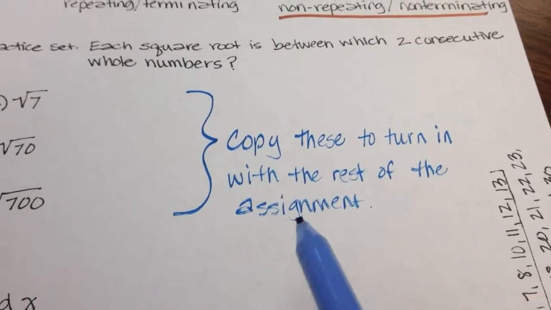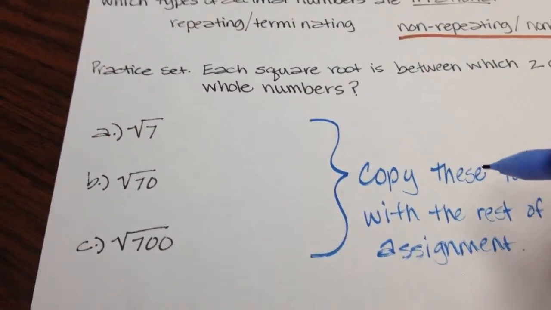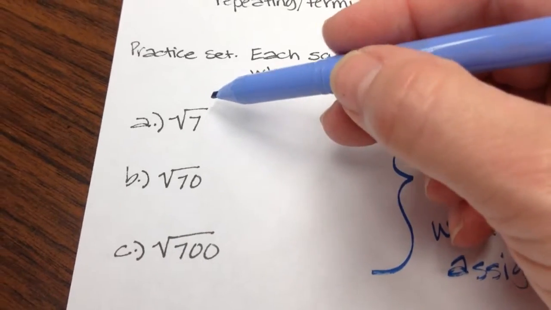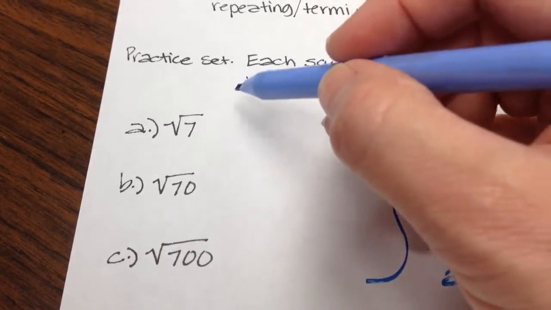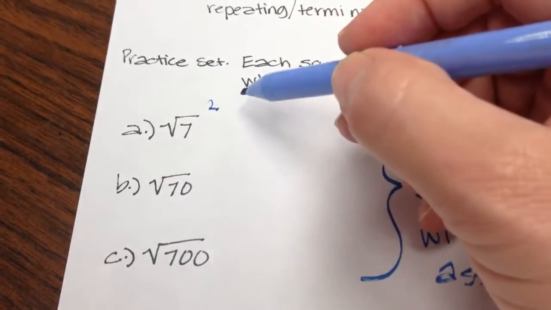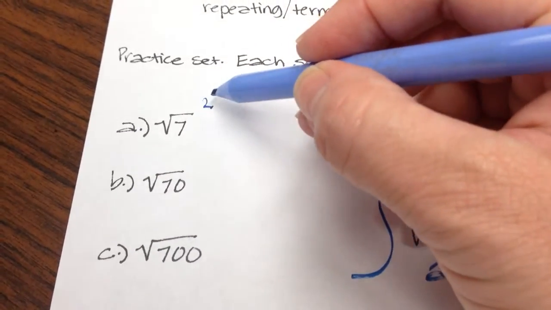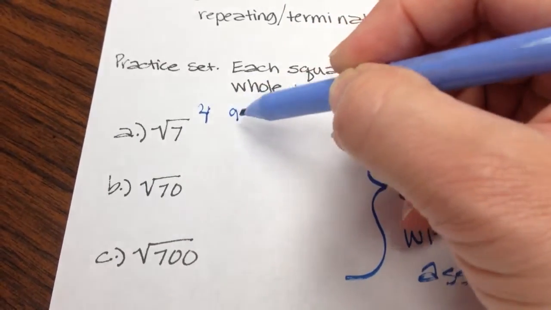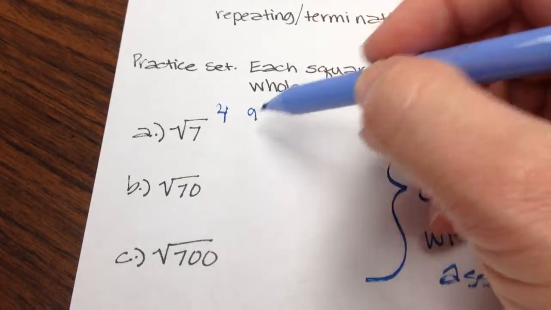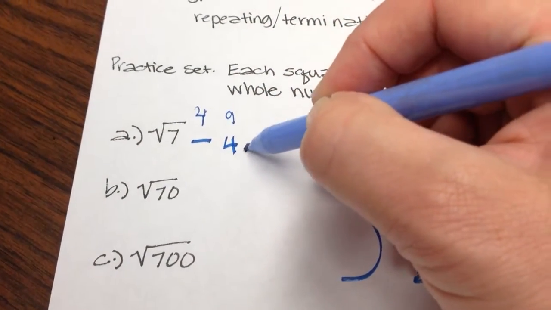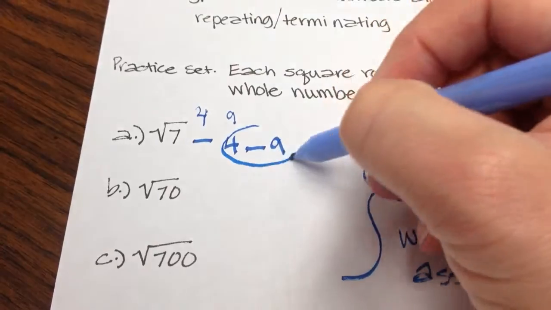I want you to copy these down and turn these in with the rest of your assignment. So the square root of 7. Well, what's the square root of 4? Square root of 4 would be 2. Actually, you can just go up the numbers. So 2 times 2 would be 4, right? 3 times 3 would be 9. So it's got to be somewhere between 4 and 9. So if they ask you that, you go 4 through 9.